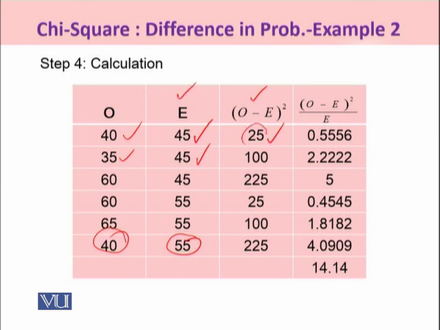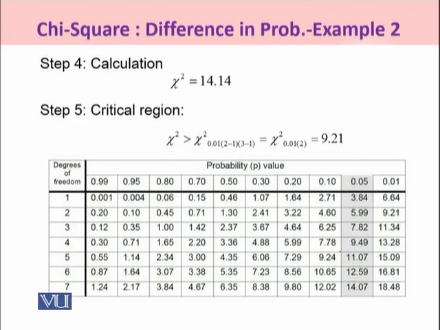So 25 divided by 45 gives you 0.556. Similarly, the next value, 100 under (O minus E) whole square, divided by 45 gives you 2.2222. Now, similarly you will find out (O minus E) whole square divided by E, and summing over this entire column, that comes out to be 14.14. So this is the required value of the chi-square. The calculated value comes out to be 14.14.